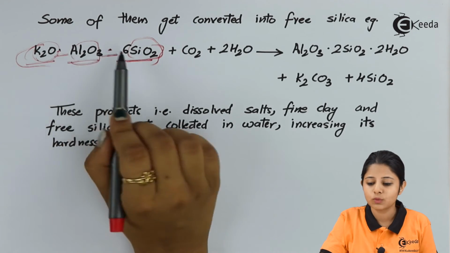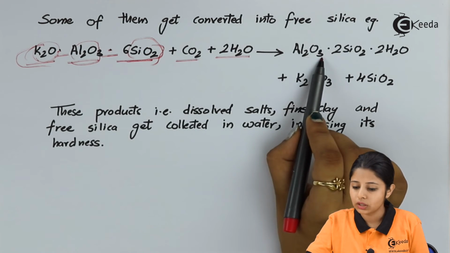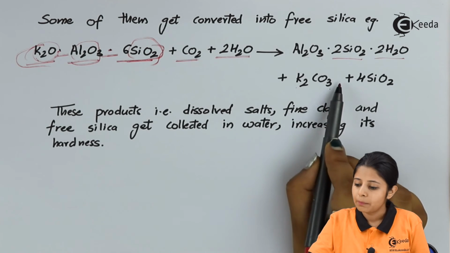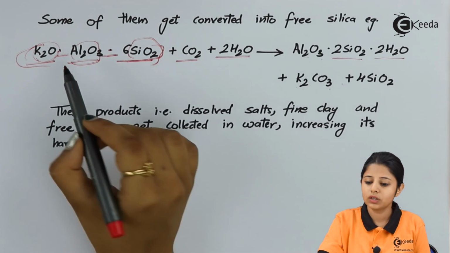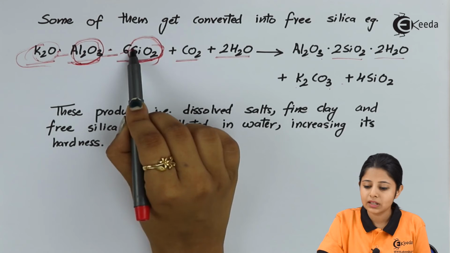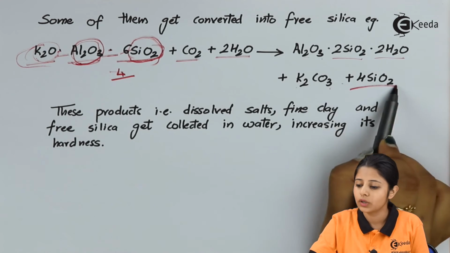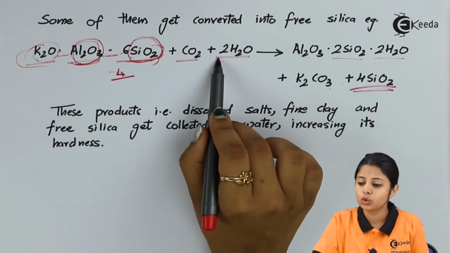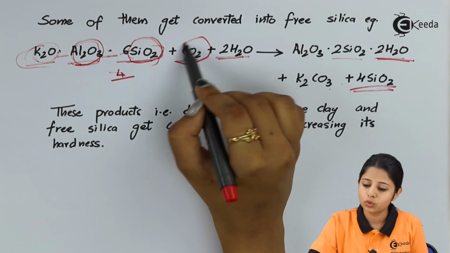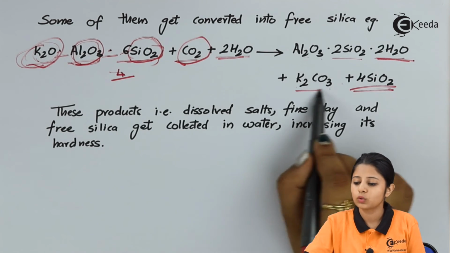So over here we only have attachments between them, plus CO2 plus 2H2O forming Al2O3.2SiO2.2H2O plus K2CO3 plus 4SiO2. So what is happening over here? This Al2O3 is as it is. It has 2 SiO2s. Out of this 6 SiO2s, 2 SiO2s are gone. So now we are remaining with 4 SiO2s, and these 4 SiO2s are written over here. Then we have dot 2H2O. So this 2H2O is also gone over here. Now what is remaining over here is this CO2 and this K2O. Now this K2O and this CO2 combine together and form K2CO3.